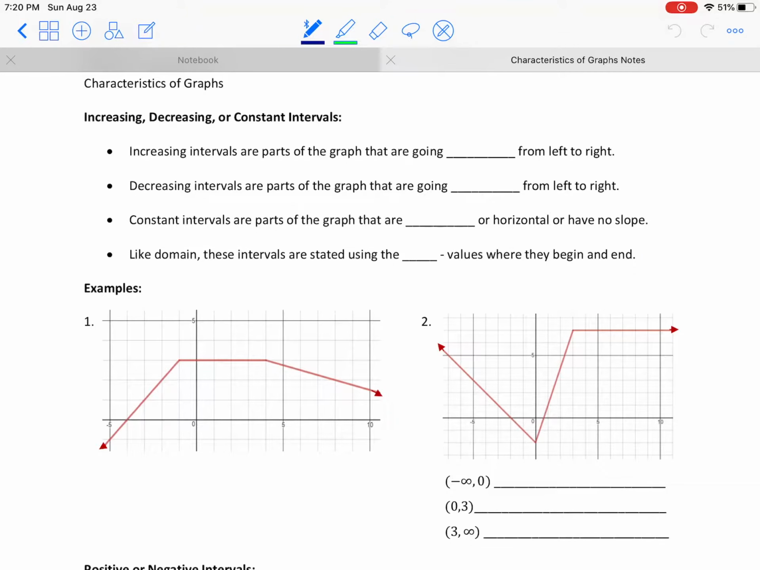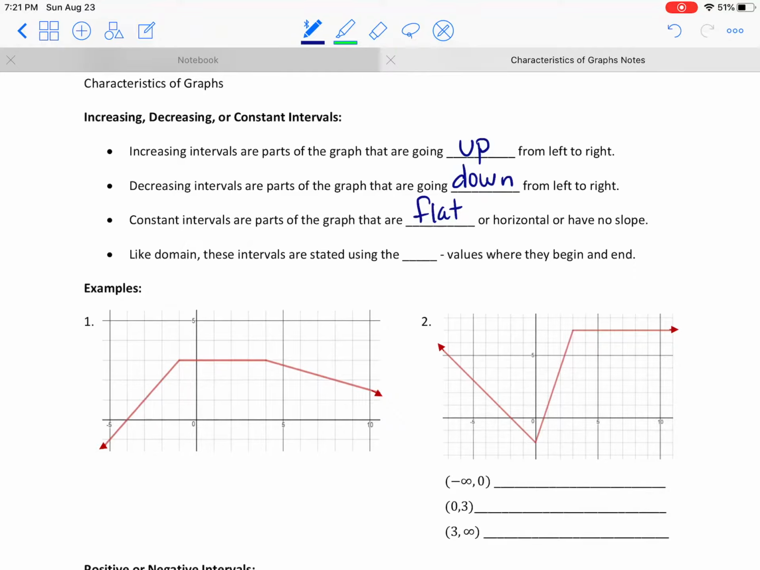So what does it mean for a graph to be increasing? Well, increasing intervals are parts of the graph that are going up, and again that is from left to right. Decreasing intervals are parts of the graph that are going down, and again that is left to right. And if you're reading from left to right and your graph isn't going up or down, if it is flat, then we say that that would be an interval of the graph that is constant. So constant intervals are parts of the graph that are flat, or horizontal, or have no slope, or aren't increasing or decreasing.